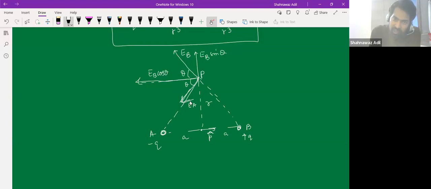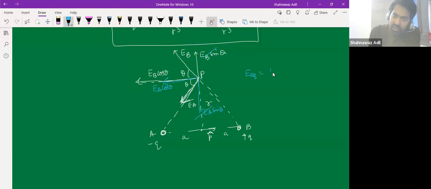Similarly, this one has two components. One was this EA cos theta, and the other one was in the downward direction, EA sin theta. So which component will cancel out? Which component will cancel out, guys? From here, which component will cancel out? So the sine theta component got cancelled and we had only this one, right?